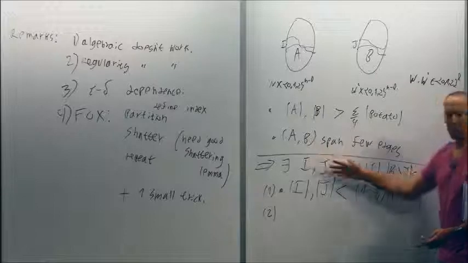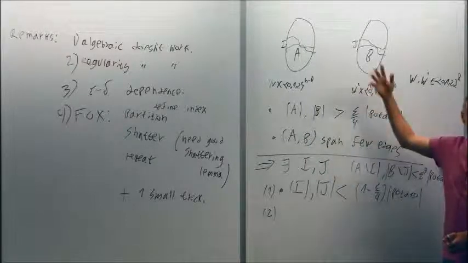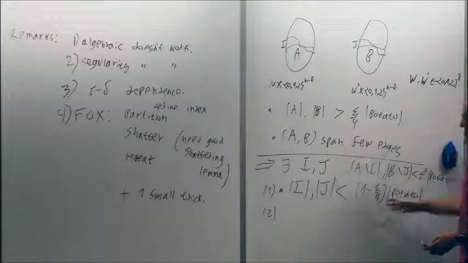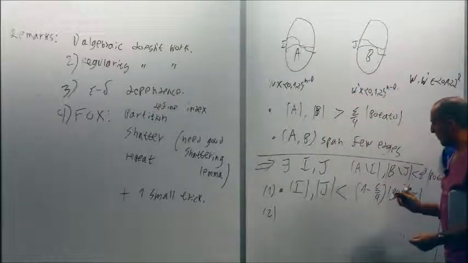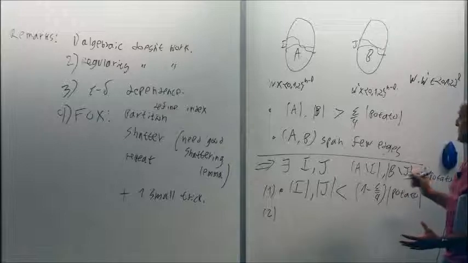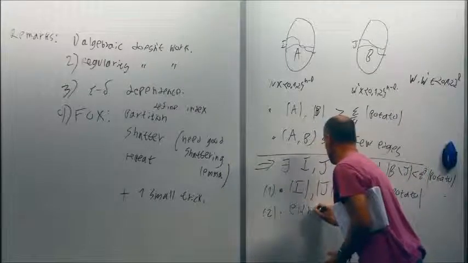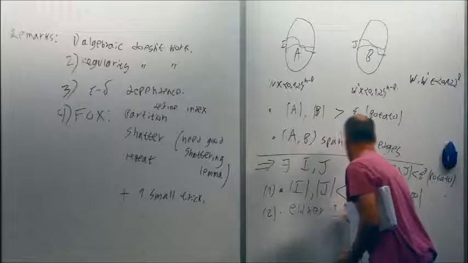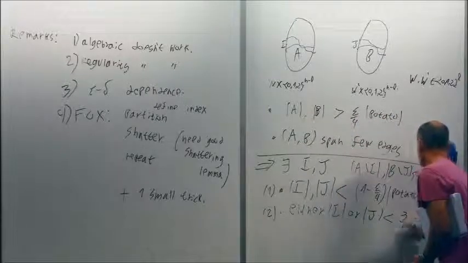I didn't say how many coordinates there are in I and J. We're not going to care because soon we're going to start taking towers. But they're not everything. That's important. But furthermore, not only are they not everything, one of them has to be substantially smaller than everything. So either the size of I or the size of J is less than 3/4 the size of a potato.